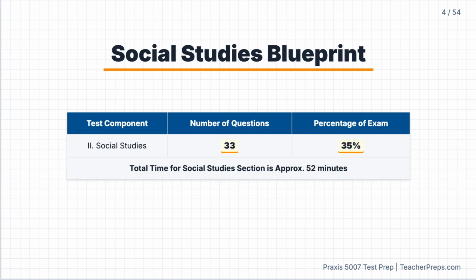Let's keep going. Now, on test day, the social studies section consists of 33 questions, which is about 35% of your total score on the combined Praxis 5007 exam. Because remember, Section 2 is social studies, which this lesson is all about, but Section 1 is reading and language arts. All right, let's keep it going.